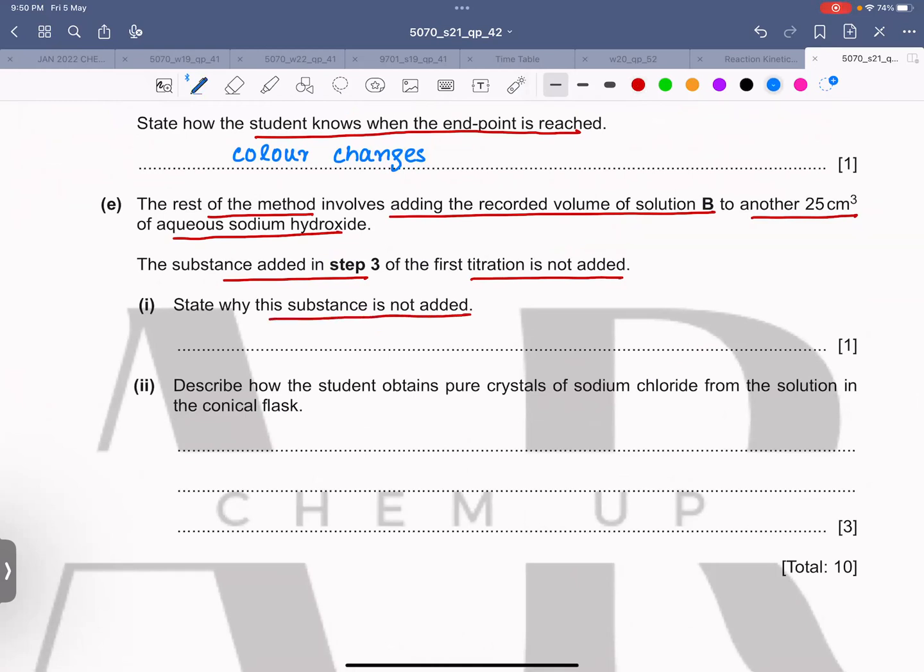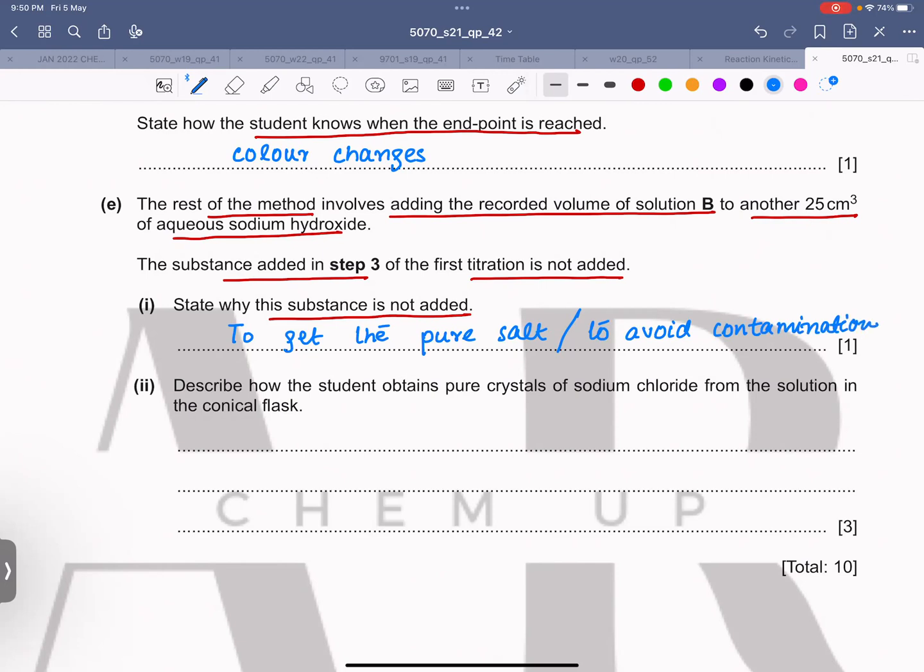We have added the indicator, and when the indicator is added and we have reached the end point, we get the salt and the indicator both in the solution. So it is a contaminated solution, or a mixture. We are not getting the pure salt. So to get the pure salt, or you can write to avoid contamination. Is this understandable?